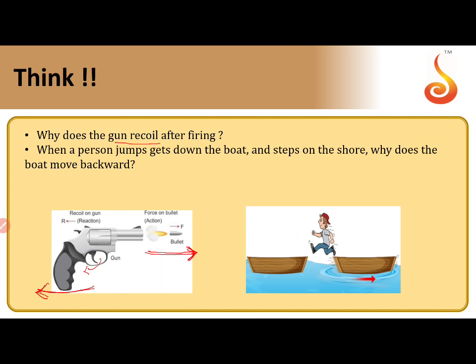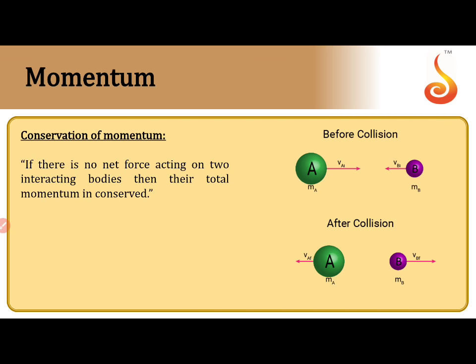When somebody jumps down from a boat, let's say this gentleman is jumping from one boat to the other boat. So he moves forward. During this process, the boat is pushed backwards. Why do you think this happens? This is due to the principle of conservation of linear momentum.